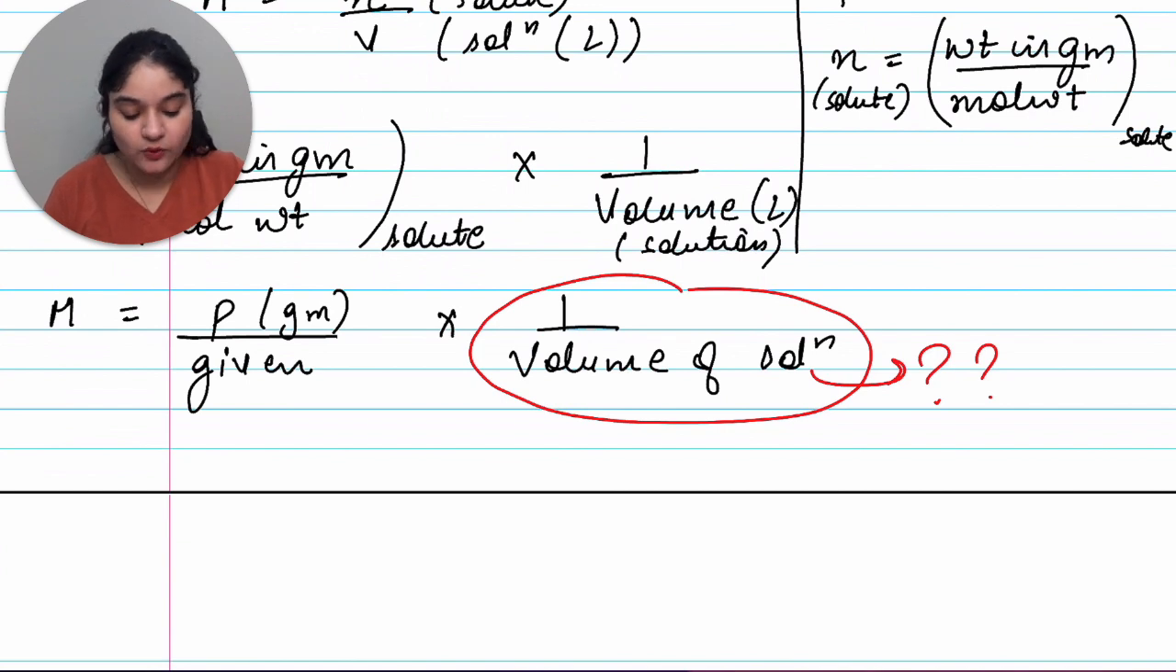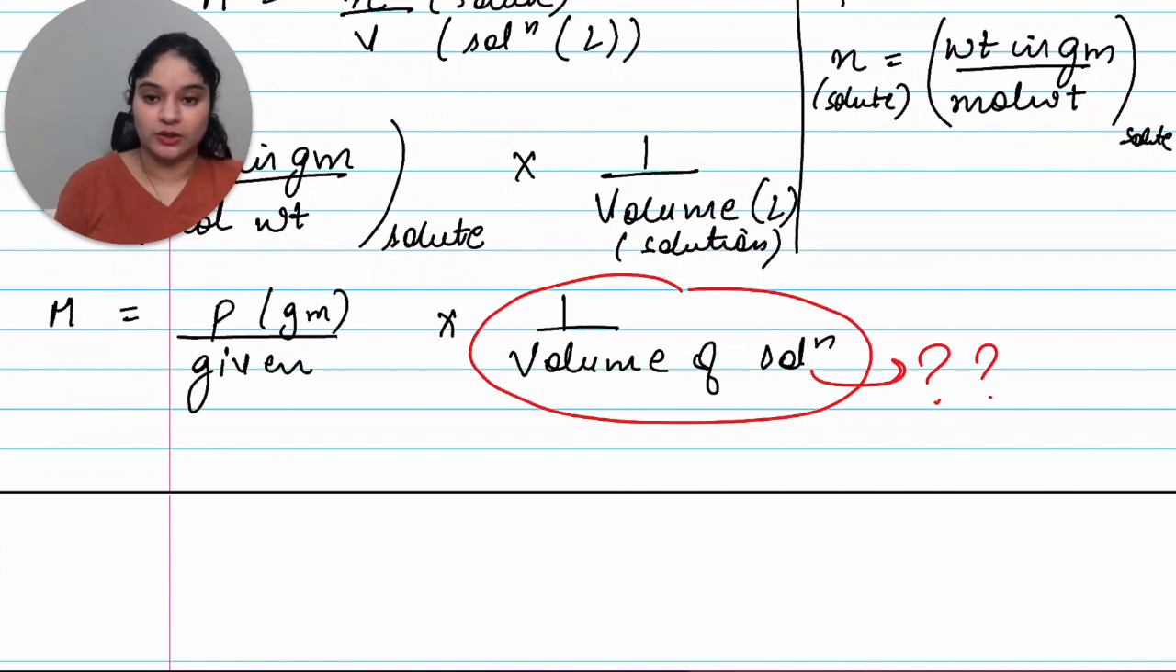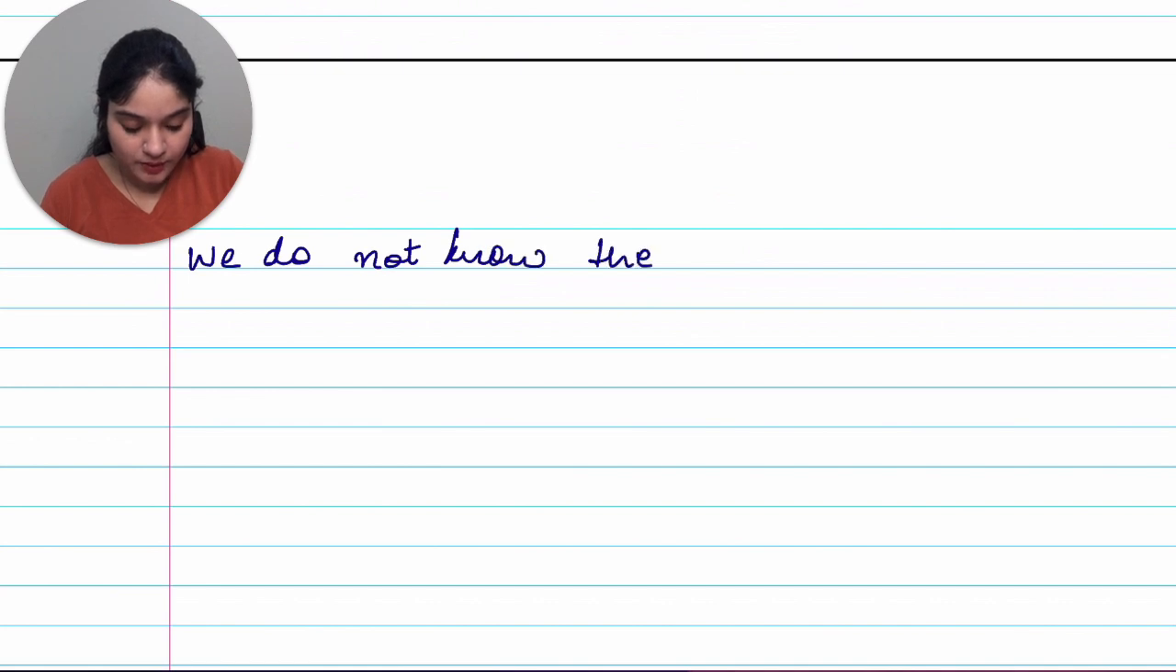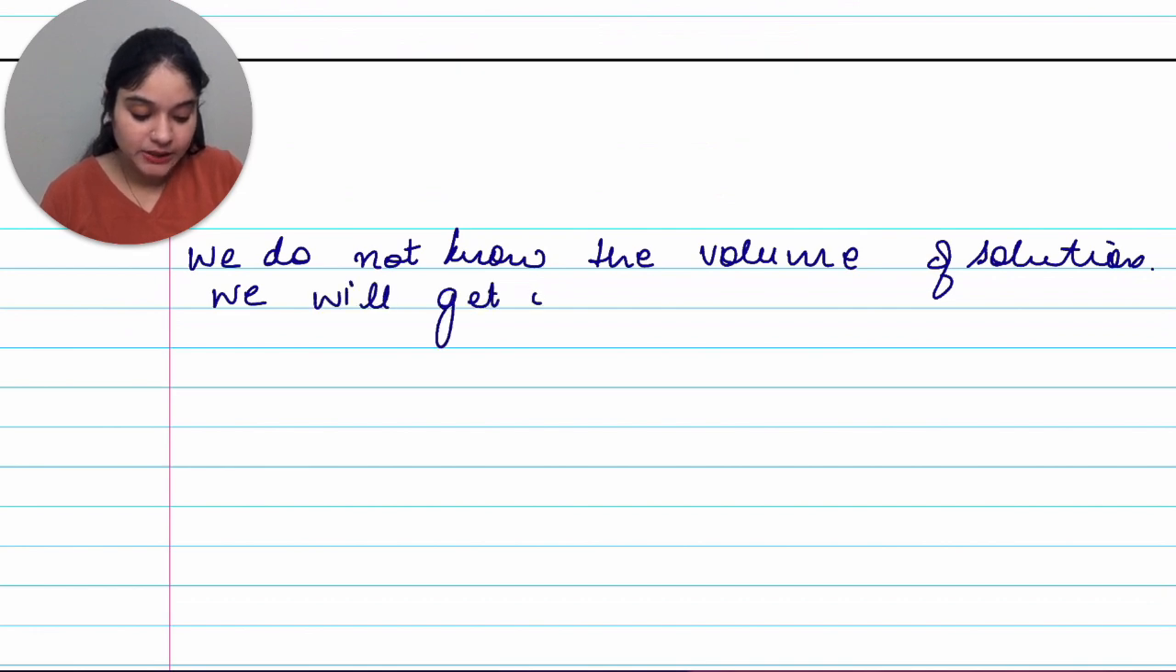How will we figure this out? We'll figure it out from the information given in the question. The question is talking about density. Okay, so I'm just gonna write that small statement for you. That is, let me use a darker color. That is, we do not know the volume of solution, we will get it from density given in the question.